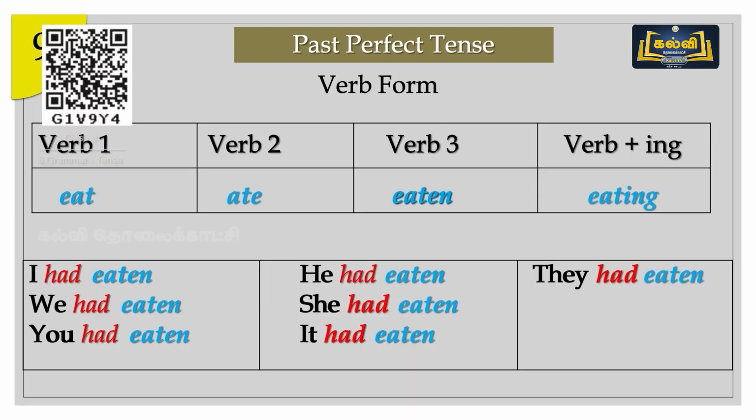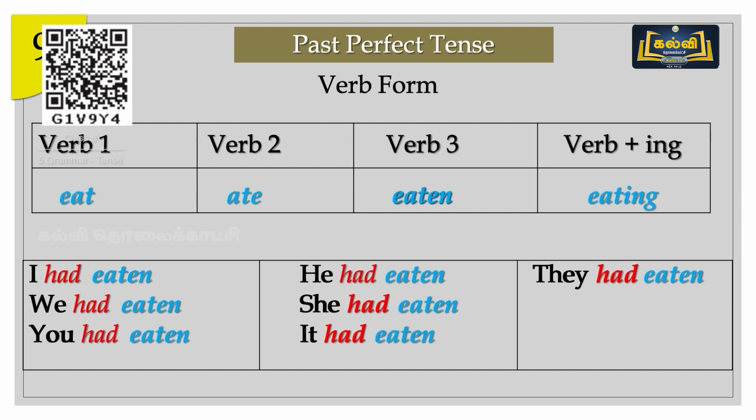Past perfect tense. First, look at the verb forms of past perfect tense. You know the common verb forms: verb 1, verb 2, verb 3, and verb plus ing. For the perfect tense, we are going to use only the verb 3 form. For all the three perfect tenses, present, past, future, we'll use verb 3 form, but the auxiliary verb will change. Verb 1, eat; verb 2, ate; verb 3, eaten; verb plus ing, eating.